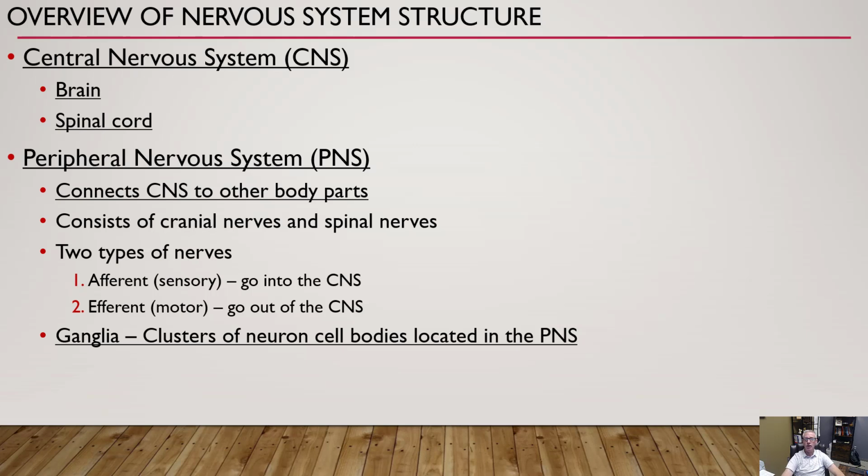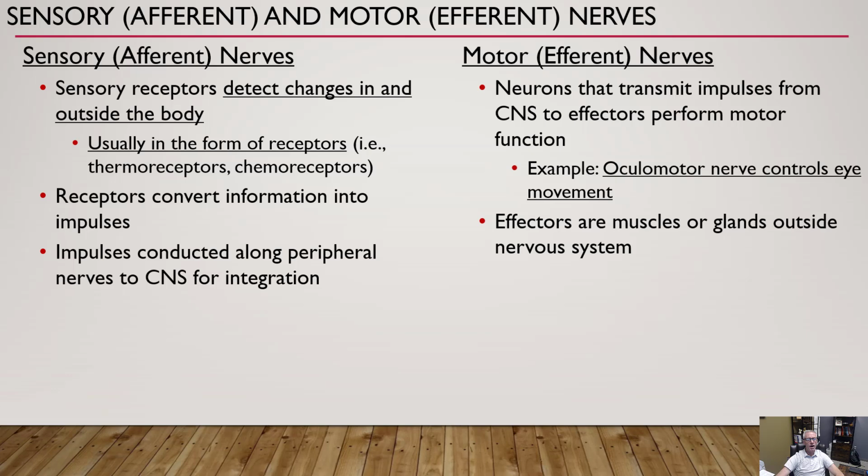Ganglia is just a cluster of neuronal cell bodies that are located in the peripheral nervous system. And we'll come back to that definition later on. All right, so sensory nerves or afferent nerves. Those are sensory receptors that detect changes in and outside of the body. Typically, they have receptors on them.